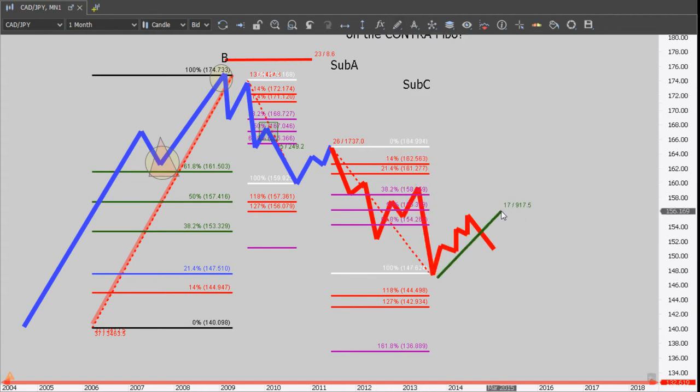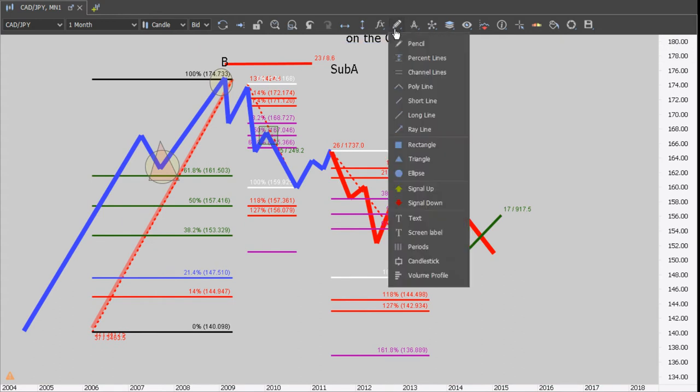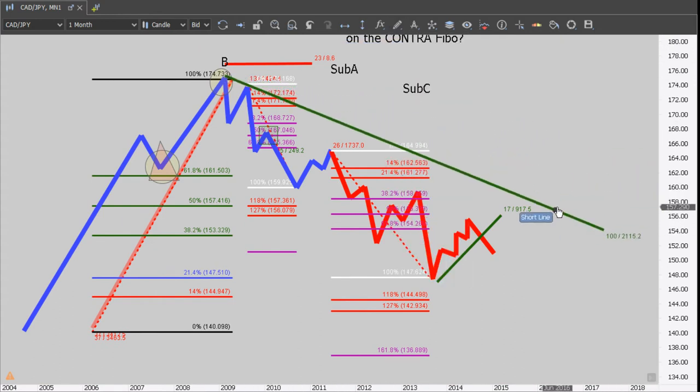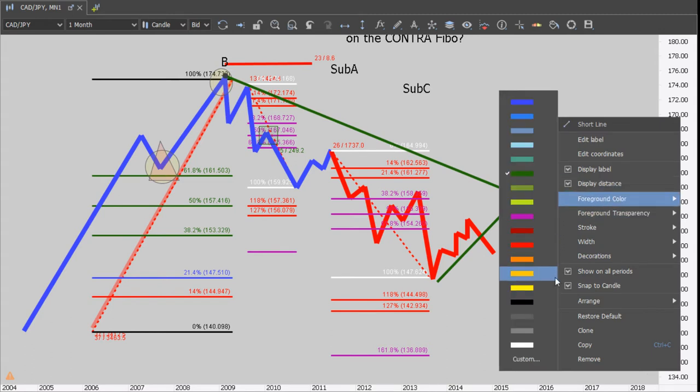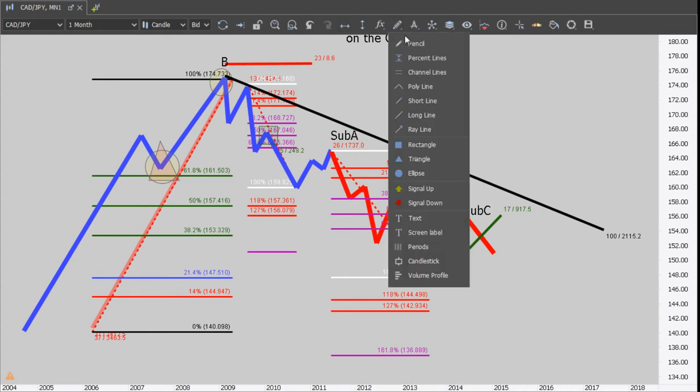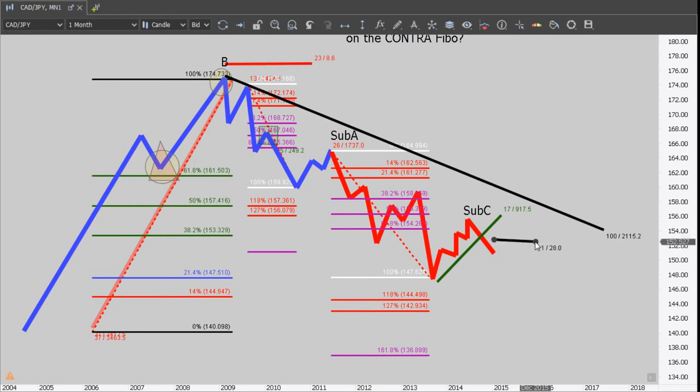Right, counter trend line break, down trend line, still like this, black. Right, where should the end be? Sub A is going to be here. This is going to be the sub C. We are going to enter short in here with the same reasons.